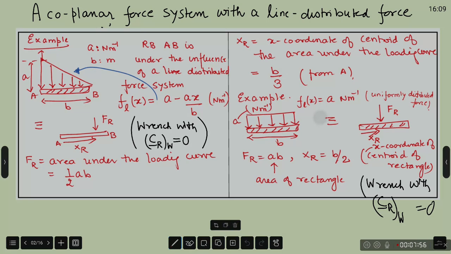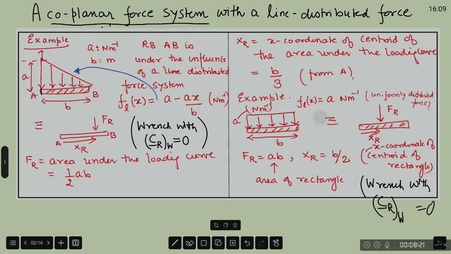Recap of what we did in the last class. I was looking at a coplanar force system with a line distributed force. The force is distributed along a line. Two examples I considered towards the end of the class.